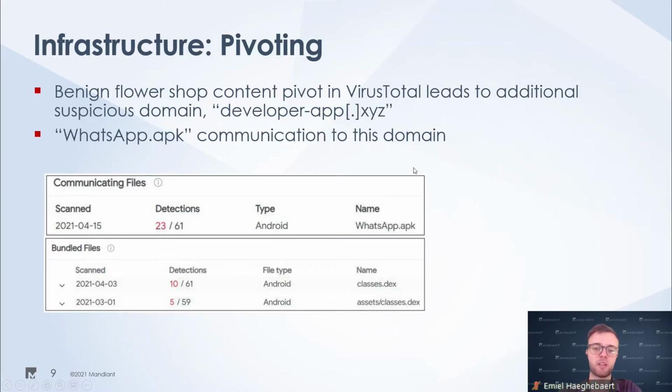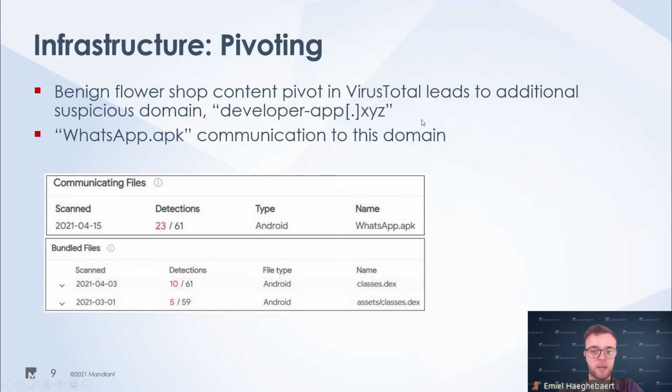So pivoting. The domain display-monitor.site in fact hosted content impersonating a legitimate flower shop based in North Carolina in the United States. And a scan of the domain that's available in VirusTotal also shows that links to the legitimate company's social media pages were hosted on this site, right? So this suggests that the actors have scraped the flower shop's website in an attempt to make the domain appear legitimate or benign. So we pivoted on the social media URLs in VirusTotal, and this led us to another suspicious domain named developer-app.xyz.